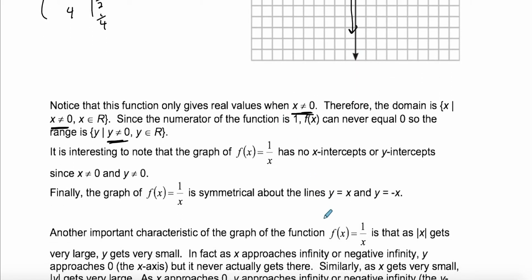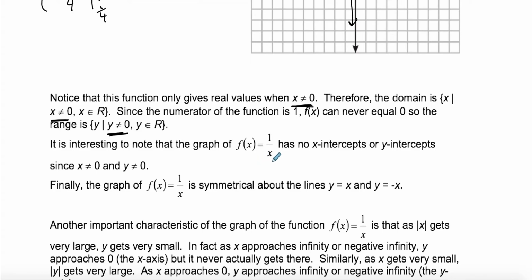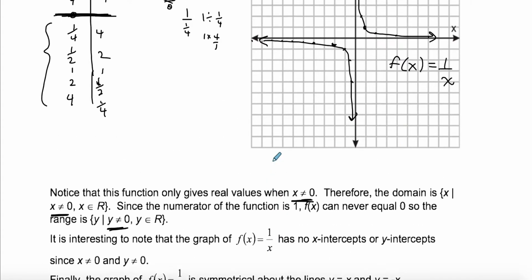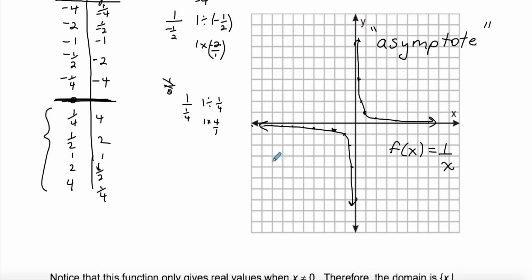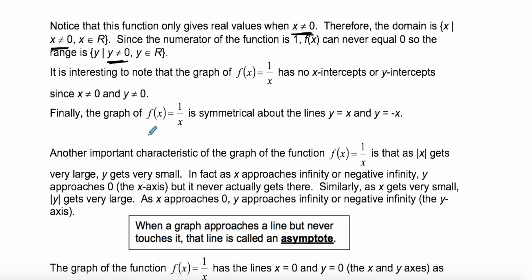It's also interesting to note that this function has no x-intercepts or y-intercepts. So when we are talking about our parent function, this function never touches the x-axis or the y-axis. That obviously could change if we were going to move this function side to side. You might see that the function does go across the y-axis, for example. Finally, one other thing that's kind of interesting is that this function is symmetrical about the diagonal lines on a graph.